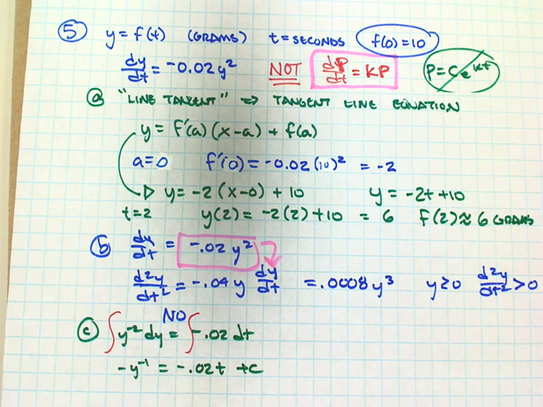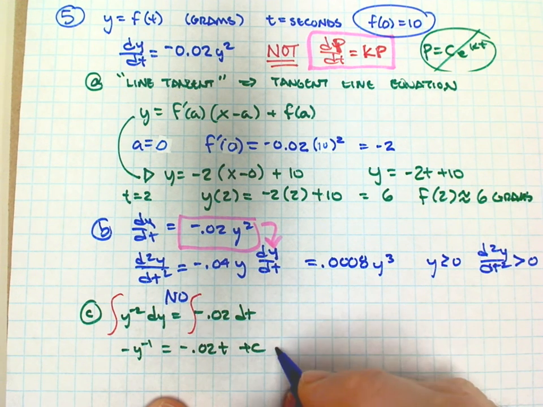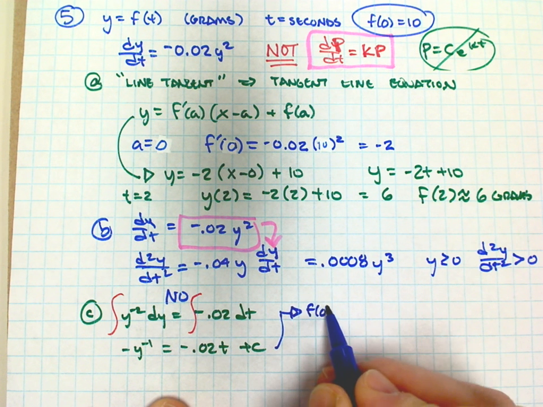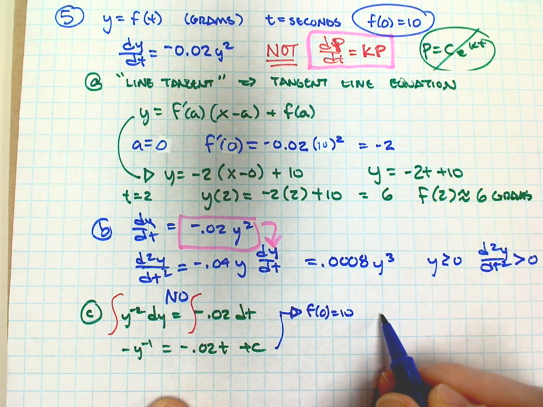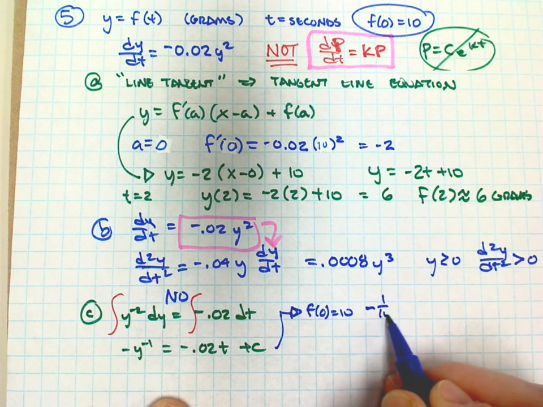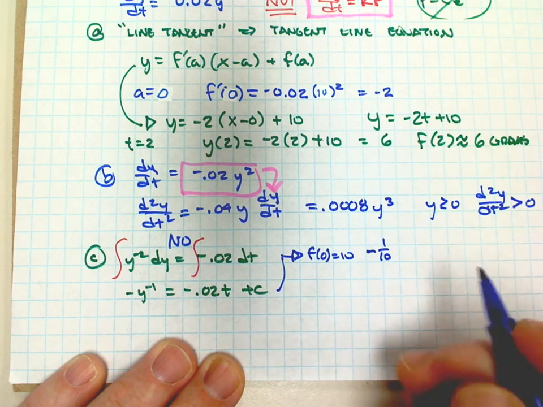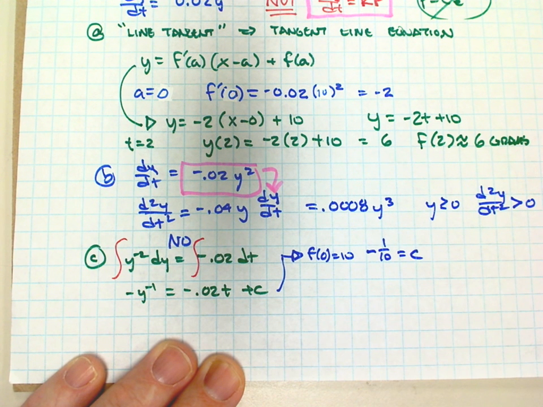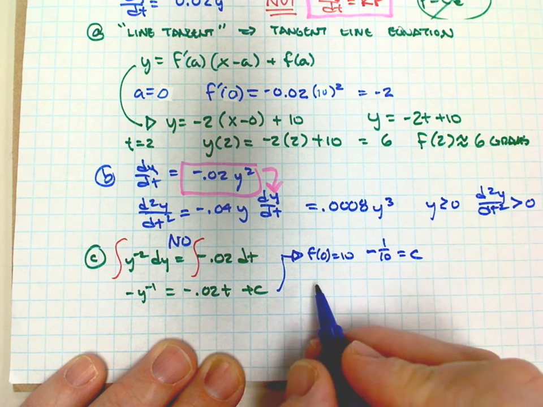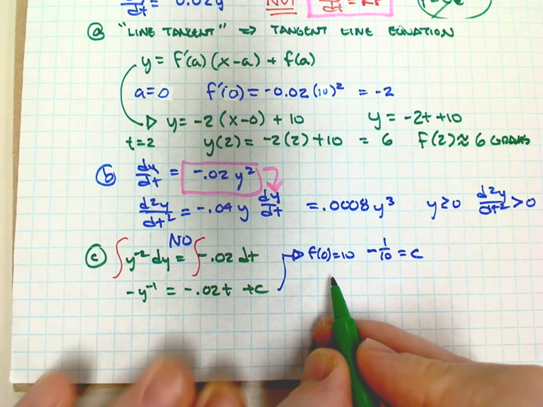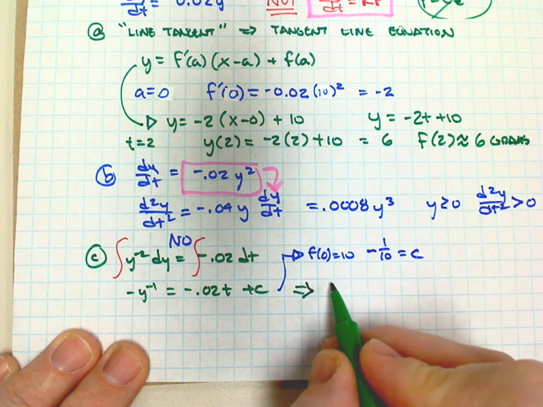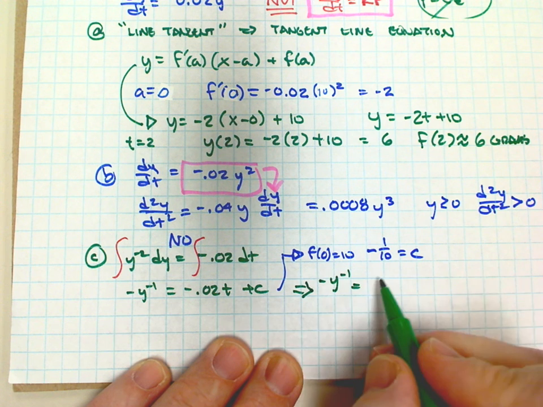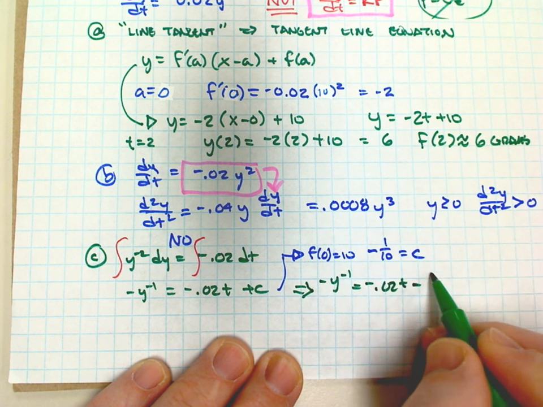Go ahead and check out our initial conditions. That initial condition was what they told us of f of 0 equals 10. So let's go ahead and substitute that in. This will be a negative 1 over 10. That's our function here. Will equal, well, this is just going to be 0. That's just going to be what c is. So our equation, based upon this, we can change this now to negative y to the negative first power equals negative 0.02 t minus 1/10.